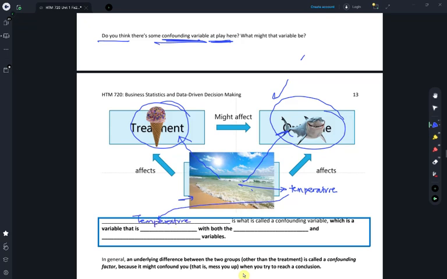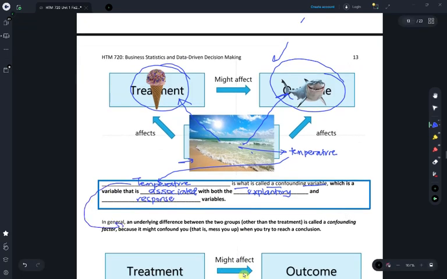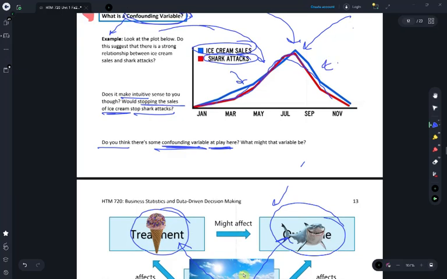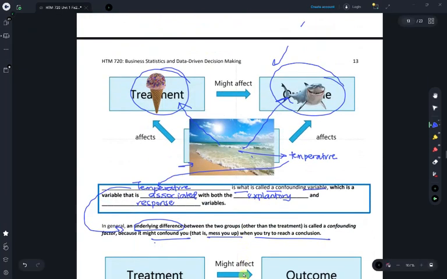So temperature is what is called a confounding variable, which is a variable that is associated with both the explanatory and the response variables. In more technical terms, a confounding variable is an underlying difference, something that makes an impact on both the explanatory variable and the response variable between two groups that we might be comparing, and then it tends to confuse or mess us up when we try to reach a conclusion, as we saw in this case. So very, very crucial. Confounding variables are a constant feature in observational studies.